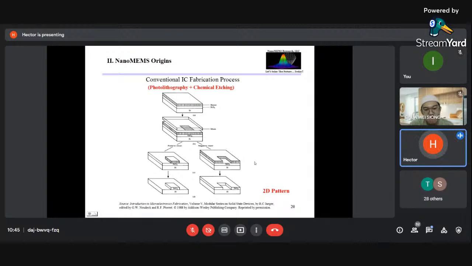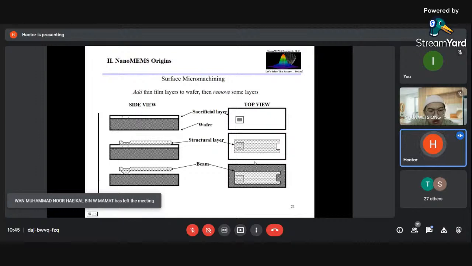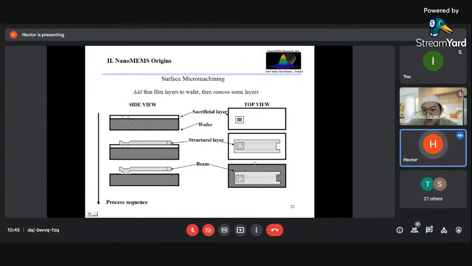Now, this is an integrated circuit. We have a two-dimensional pattern. To address the problem of the third dimension, two processes have been devised, namely surface micromachining and bulk micromachining. In this chart, I am showing a sketch for the surface micromachining process. In surface micromachining, the wafer has thin film materials selectively added to and removed from it. The film materials that are eventually removed are called sacrificial materials, whereas those that remain are called structural materials.